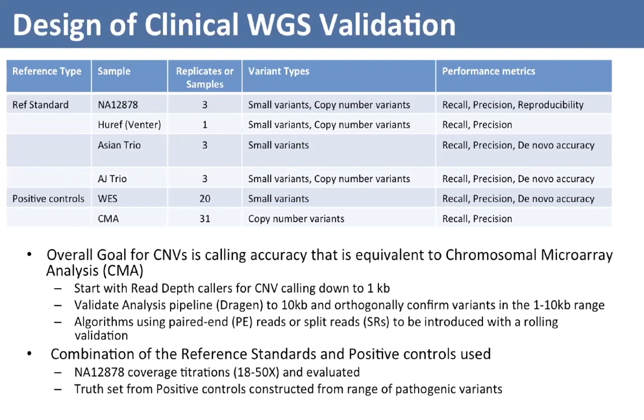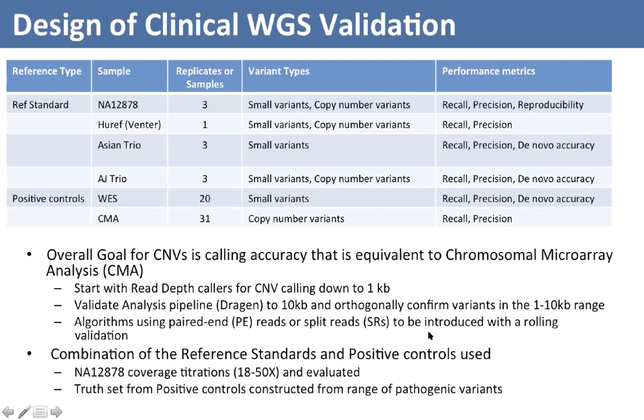We are also, taking advantage of the whole genome sequence, using paired end reads and split reads as well. But this will be introduced more as a rolling validation. The reason for this is that you get so many variants that it can often be overwhelming to try to report these out.